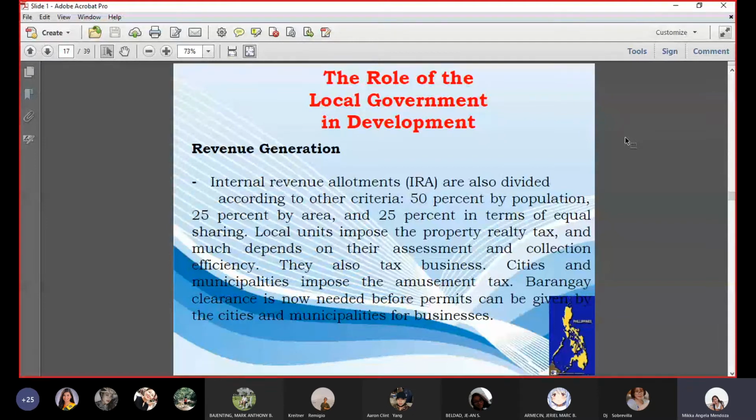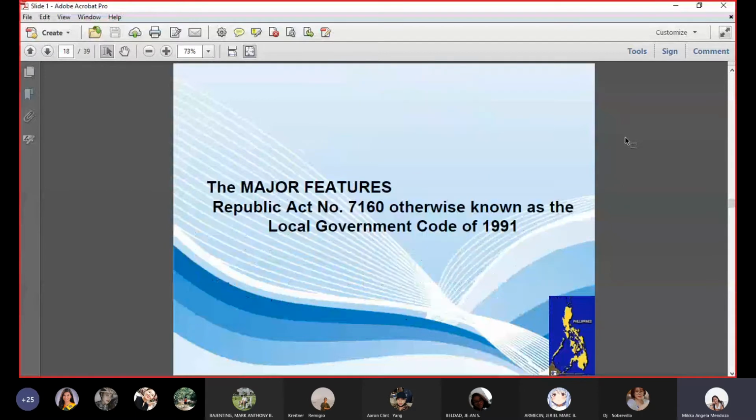business. Okay? Revenue generation is good because without revenue generation, without tax, there would be no projects for the people. So that is where we get the revenue generation or the internal revenue allotments or IRA.